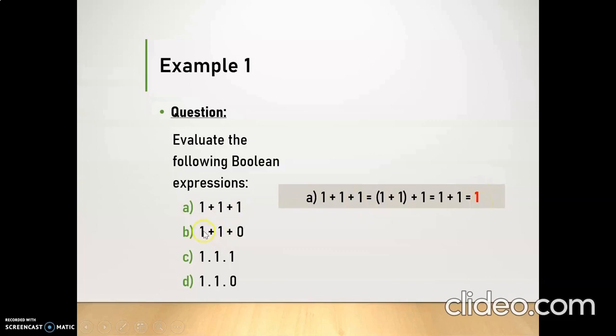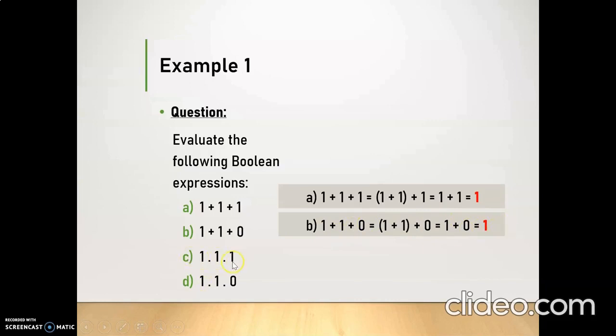The second one, we have 3 inputs: true or false. So the answer is going to be true also, because for OR, we only need either one true. We only need either one true, then we will get true.